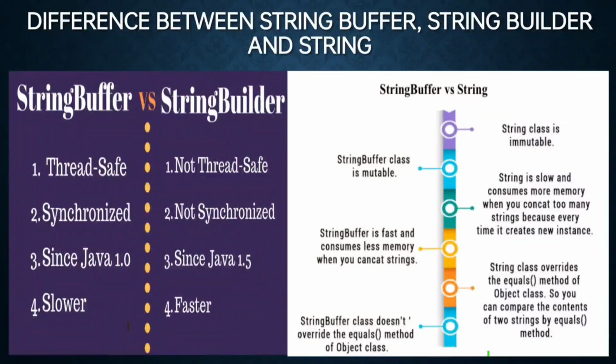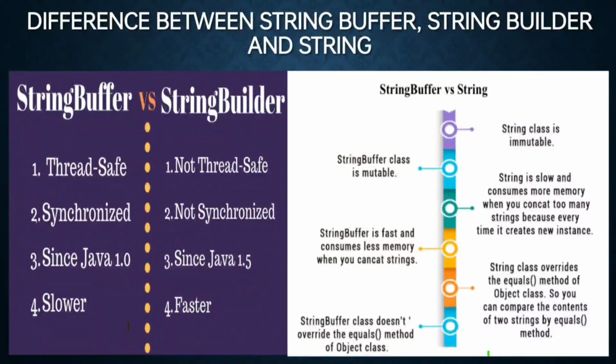And string is immutable. String buffer and builder are both mutable. Now string buffer is thread safe, string builder is not thread safe. String buffer is synchronized and string builder is not synchronized. So string buffer we got since Java 1.0 and string builder we got after Java 1.5. String buffer is slower and string builder has more performance.